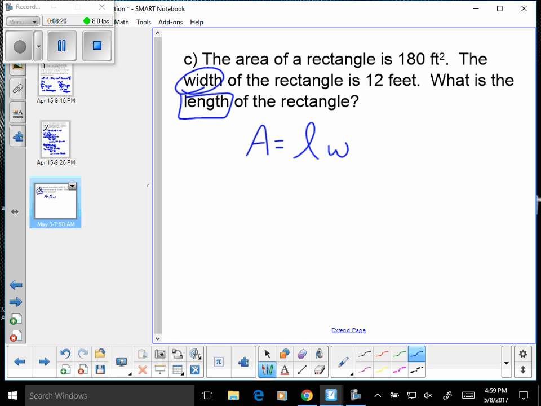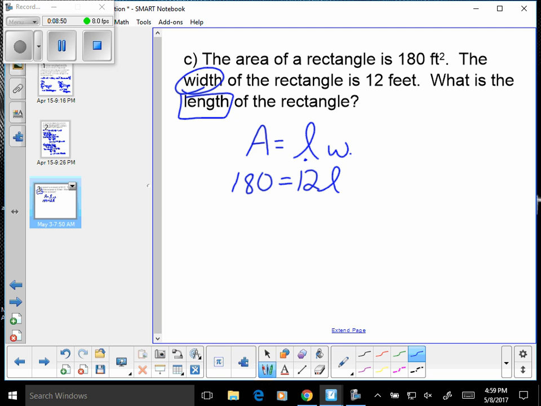Now, if we look at our problem, what does that first sentence say? It says the area is 180. So we're going to replace the A with 180. We know that the width, W, is going to be 12. We don't know this L. So I'm going to shift it over and put the 12 in front of it, simply because I like my coefficients in front of my variables.